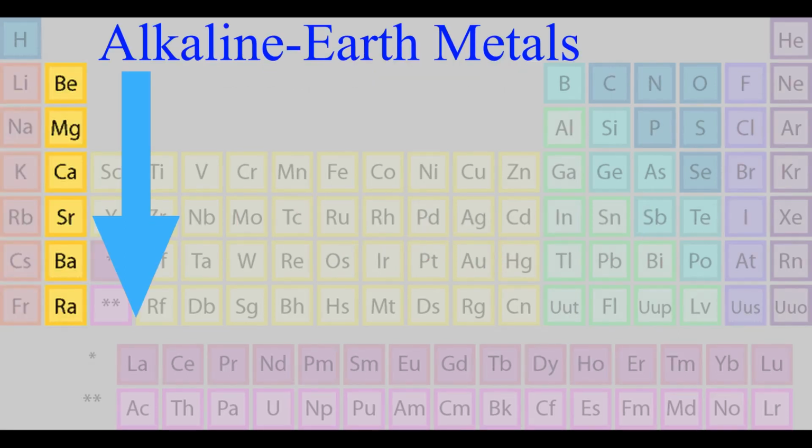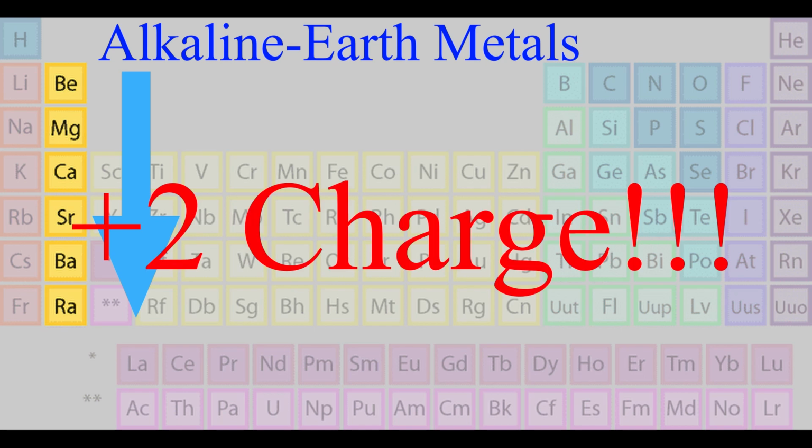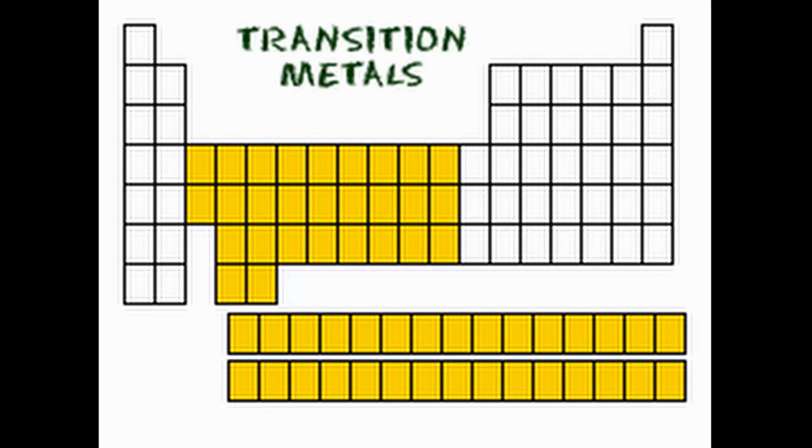Alkaline earth metals. These are like the alkali metals, just a little less extreme. The major difference is that you must know that these metals form a +2 charge. Once again, no exceptions.